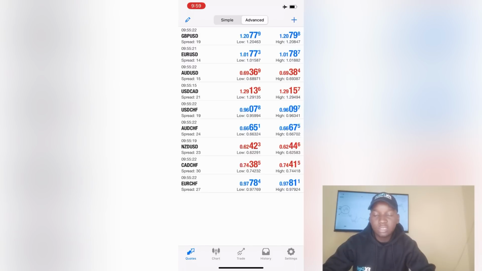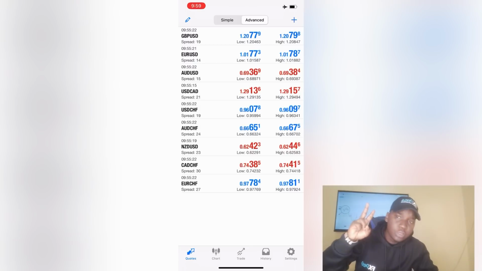We also have AUD CHF. Now this is a minor pair. This is Australian dollar and Swiss franc. We also have NZD USD. This is a major pair because it has USD. We also have CAD CHF. CAD CHF is a minor pair because that is Canadian dollar and Swiss franc. And then lastly we have EUR CHF. That is the euro and Swiss franc. That is a minor pair. Fantastic. So that is group number one.